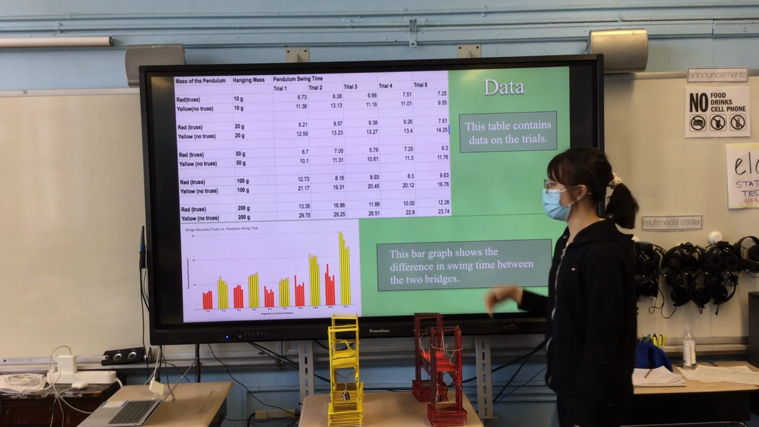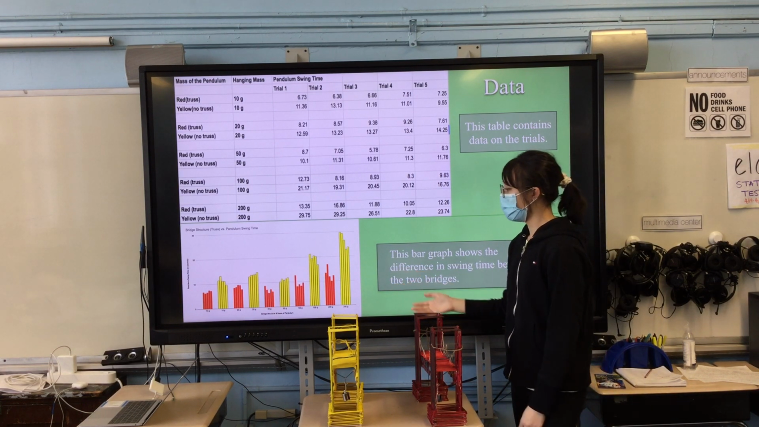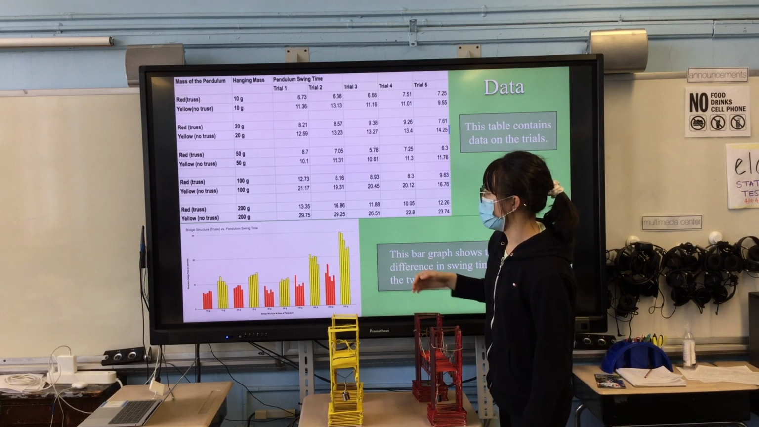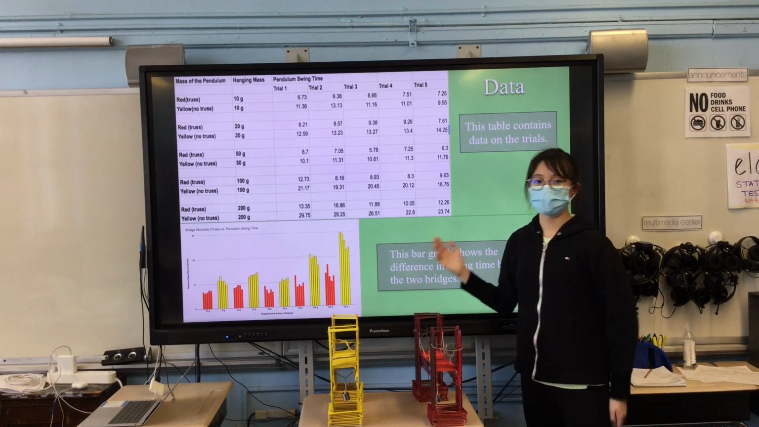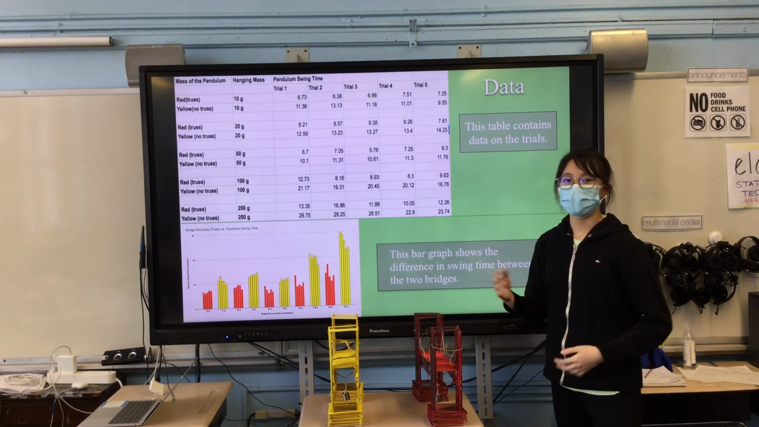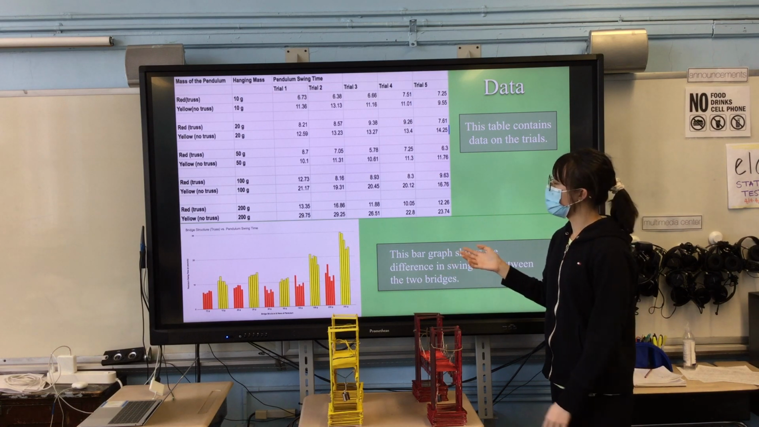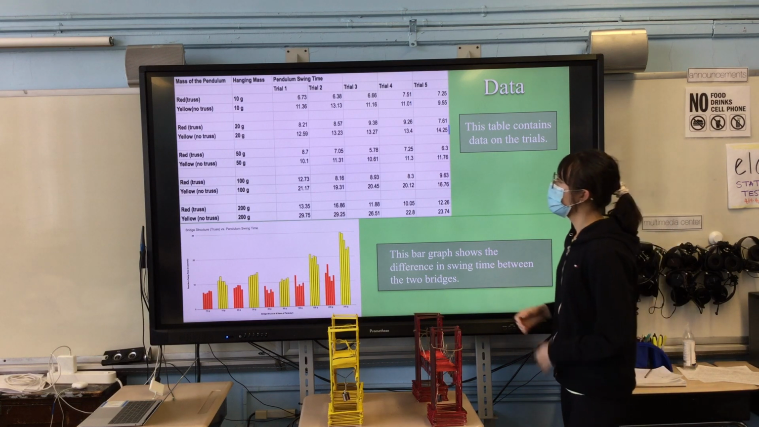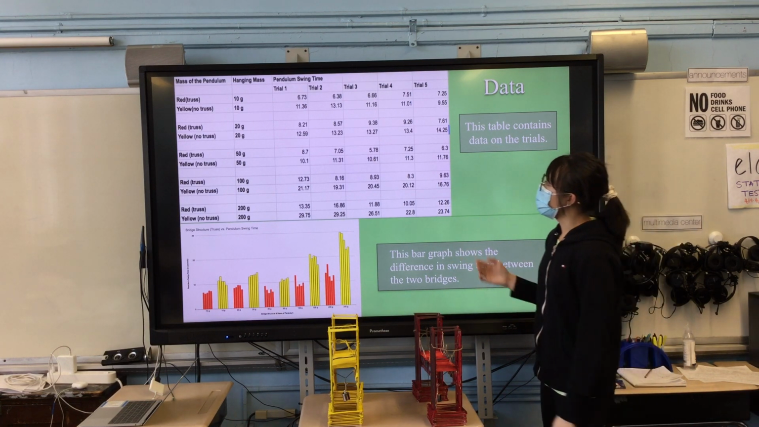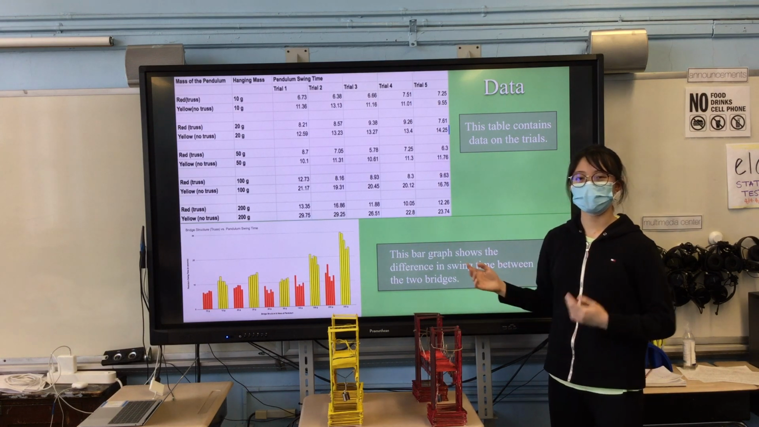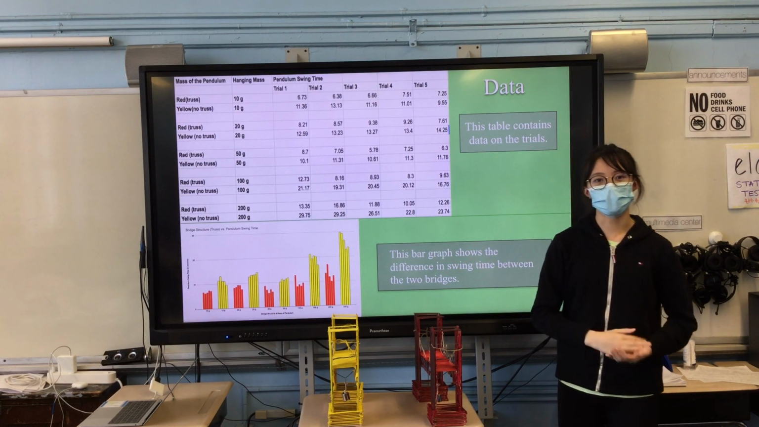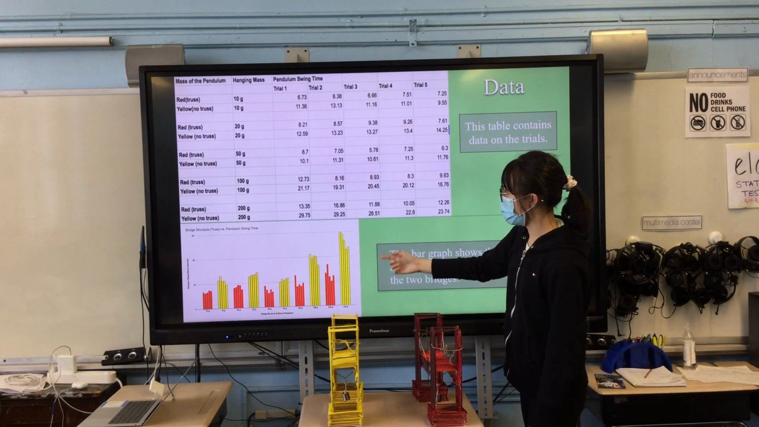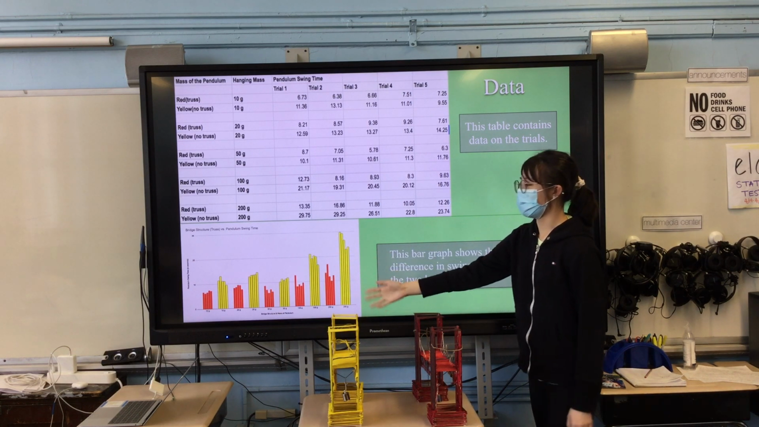And this can be shown more visually in this bar graph over here. The x-axis is the weight for the pendulum, and the y-axis is the swing time. So other than the trend of the yellow bridge having longer swing times, there's also a trend where as we increase the weight, the swing time of the red bridge doesn't increase as much, while as the weight increases, the yellow bridge's swing time grows by a lot.